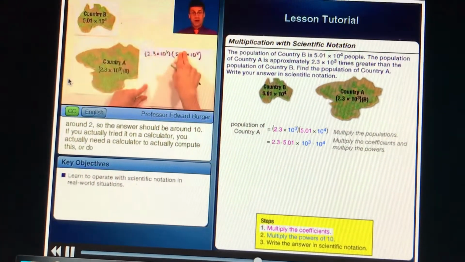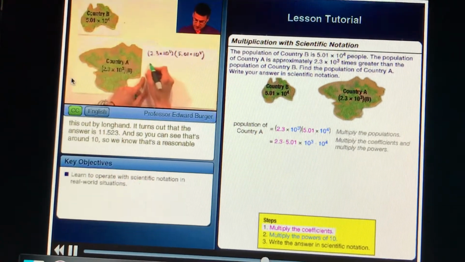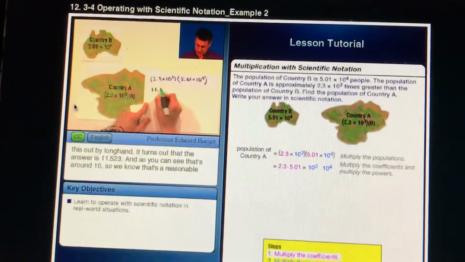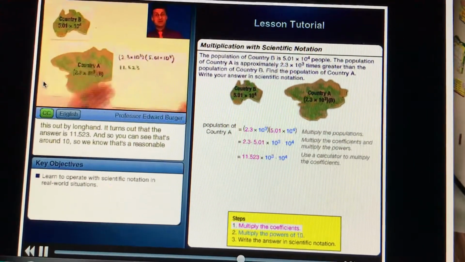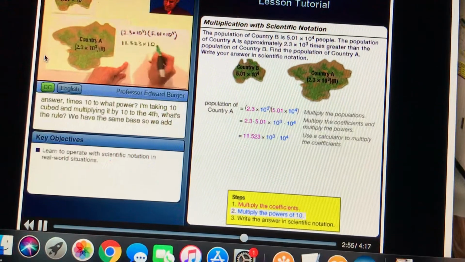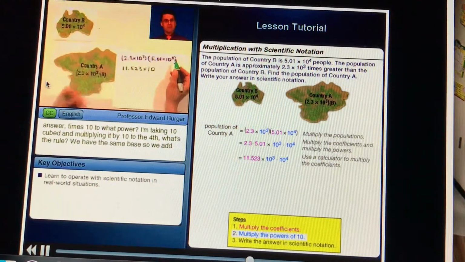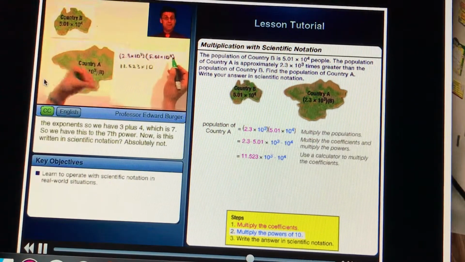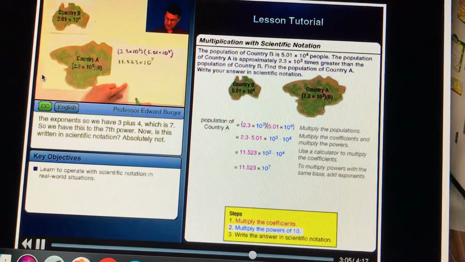If you try it on a calculator, you need a calculator to actually compute this, or do it out by longhand. It turns out that the answer is 11.523. And so you can see that's around 10, so we know that's a reasonable answer. Times 10 to what power? I'm taking 10 cubed and multiplying it by 10 to the fourth. What's the rule? We have the same base, so we add the exponents. So we have 3 plus 4, which is 7. So we have this to the 7th power.